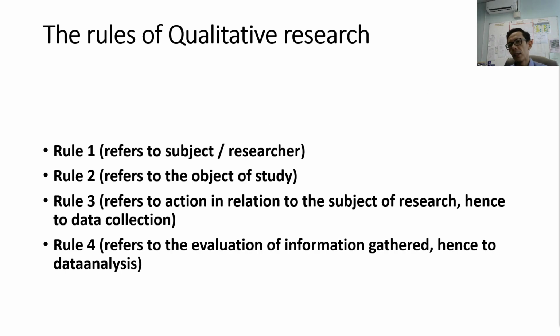But again, you have another type of research, right? Qualitative research. So they got some rules. For example, rule 1 refers to the subject researcher. Rule 2 refers to the object of the study. Rule 3 refers to action in relation to the subject research, hence data collection. Rule 4 refers to the evaluation of information gathered, hence the data analysis.